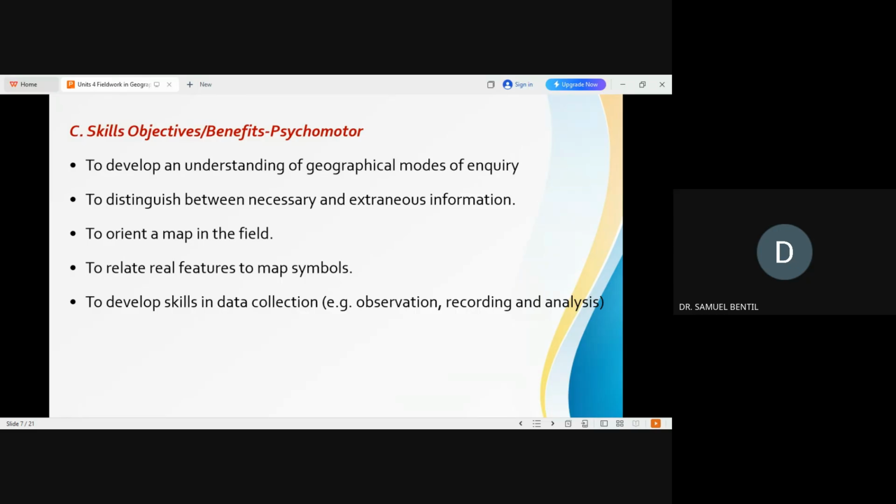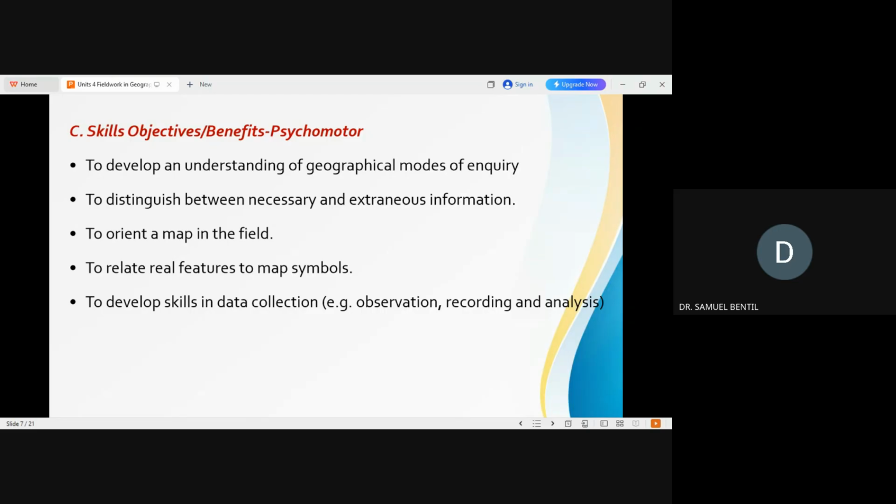And it also relates real life features to map symbols. On the map, there are certain images that you see which give a pictorial view of the reality. But when you get to the field, it makes you have a real feel of those images of the area and how you can also map it if you want to map it on a sheet through a freehand sketch or according to scale as well.